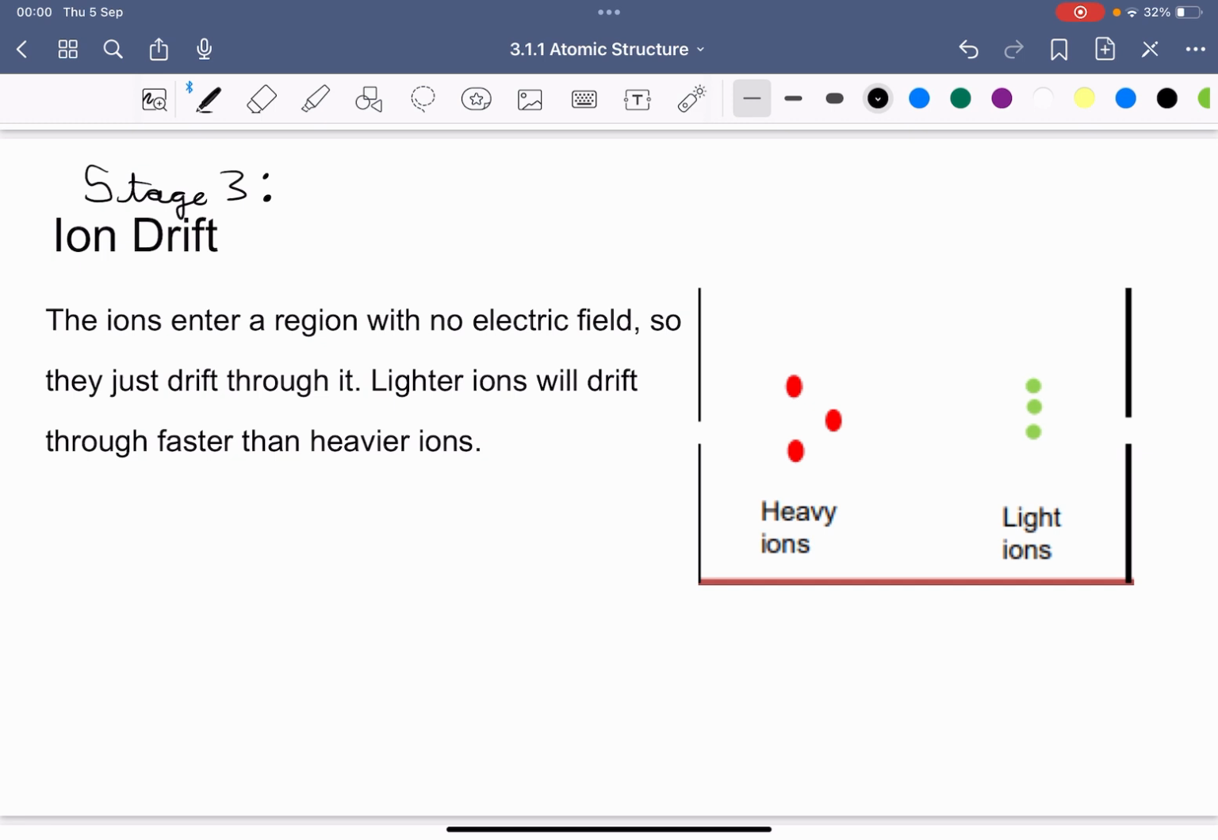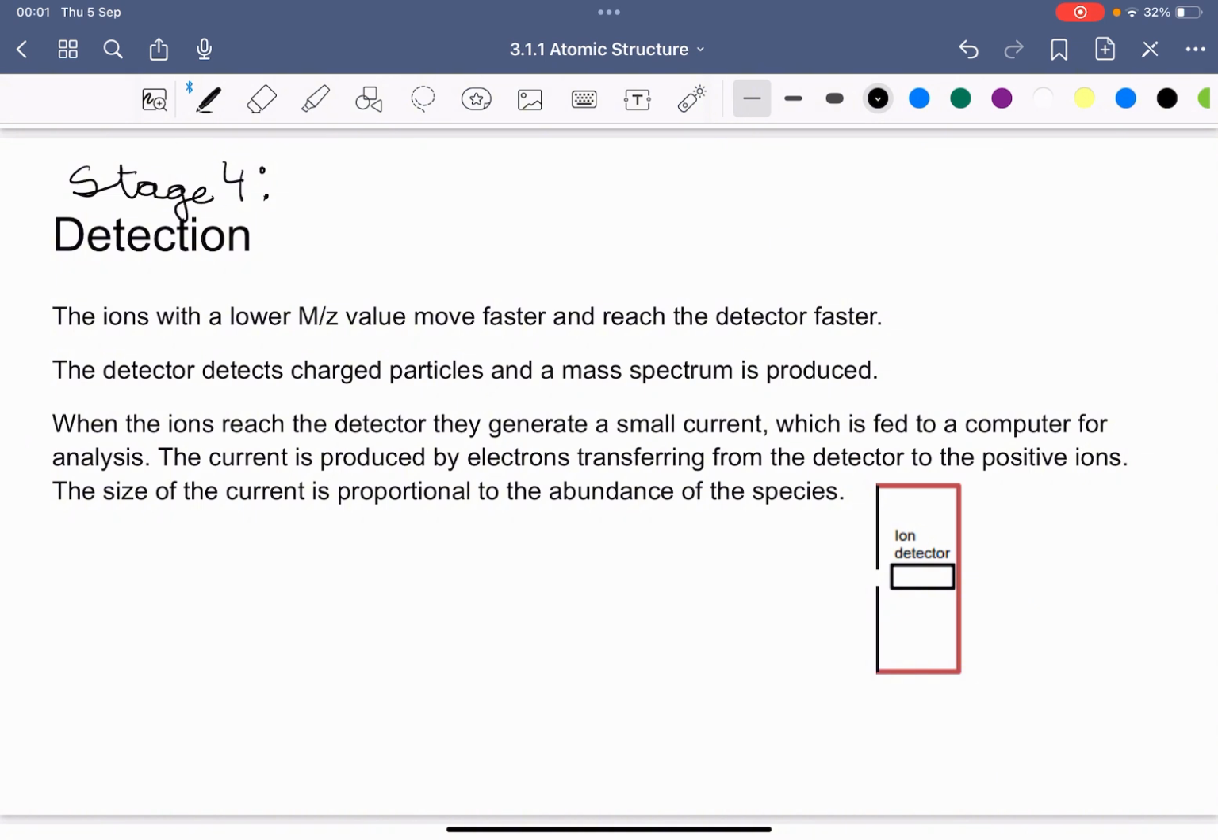Okay, stage 3. The ions enter a region with no electric field, so they just drift through it. Lighter ions will drift through faster than heavier ions. Stage 4, detection. The ions with a lower m/z value move faster and reach the detector faster. The detector detects charged particles and a mass spectrum is produced.